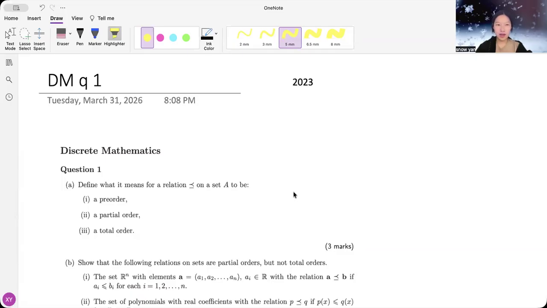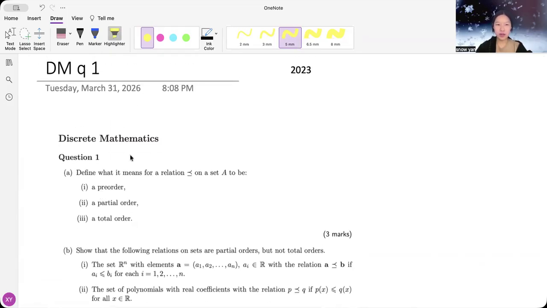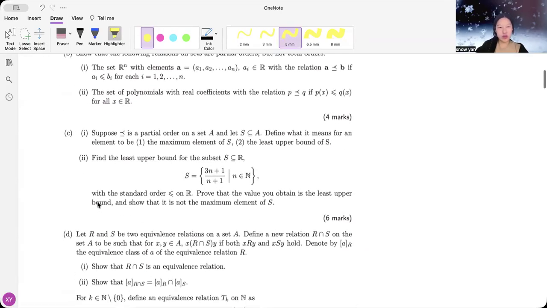This is discrete math, my first question, doing a past paper. For this paper, it was a lot of heavy definitions and proofs. I think that's kind of expected. In the first question, we have to define what it means for a relation precedes on a set A to be a pre-order, partial order, or total order. So we're going to just get into the definitions of these three terms.